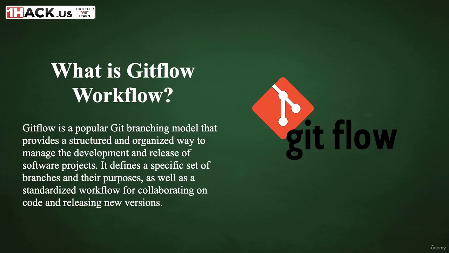In this presentation, we'll explore the Gitflow workflow, a widely used Git branching model that helps teams manage the development and release of software projects in a structured and organized manner. Gitflow defines a specific set of branches and their purposes, as well as a standardized workflow for collaborating on code and releasing new versions. By following the Gitflow workflow, teams can maintain a clear and predictable development process, making it easier to track changes, manage releases, and collaborate effectively.